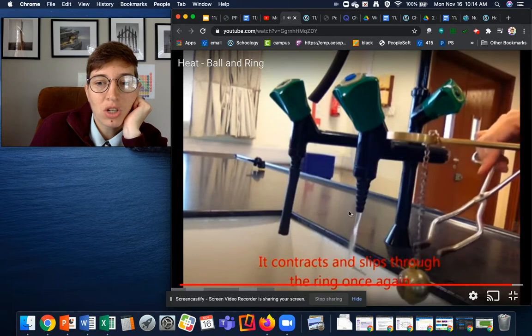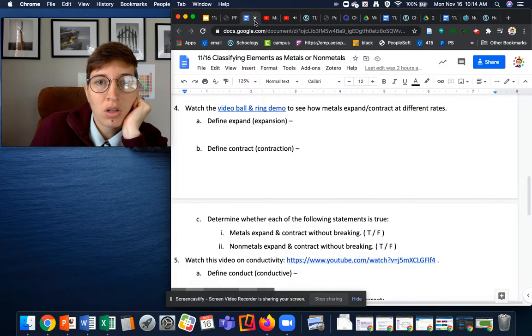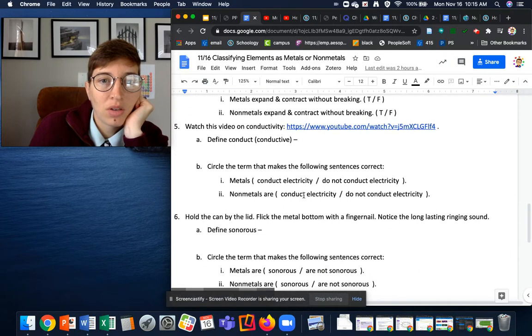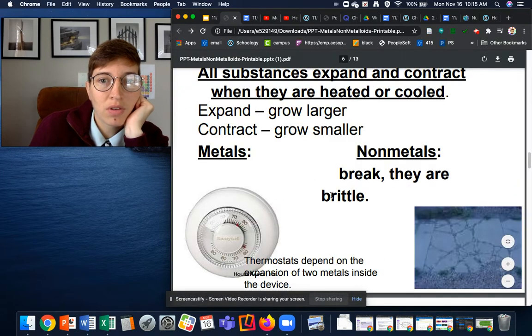So that shows us that our metal expanded and contracted without breaking. That's true. Non-metals, however, break. When they expand and contract a lot, they break. So this one is false. All right, moving on to number 5.